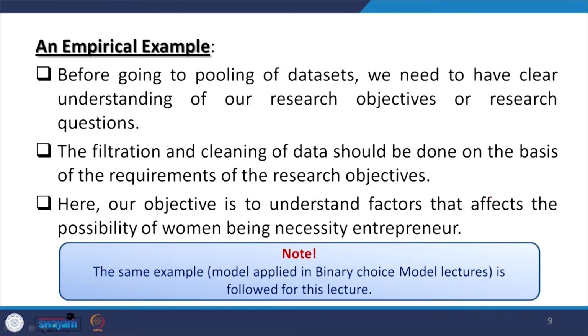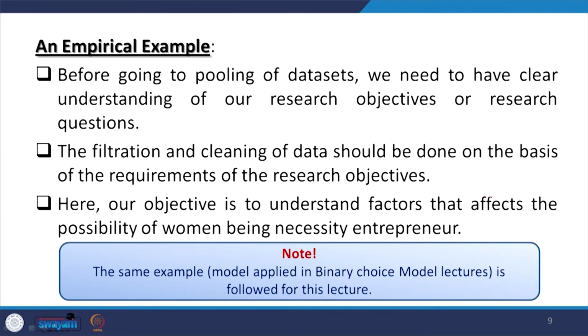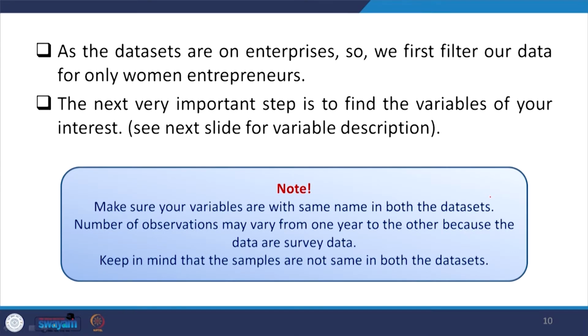Okay. So, our interest here is to identify the important factors. The same example was also given during our lecture on the binary choice model, especially in the week where we discussed qualitative variables, limited dependent variable models also. So, please follow that and find other clarification if you desire to understand. Now, as the data sets are on enterprises, we first filter our data for only women entrepreneurs, since our objective is to discuss necessity women entrepreneurs. So, we are emphasizing and filtering on that angle.